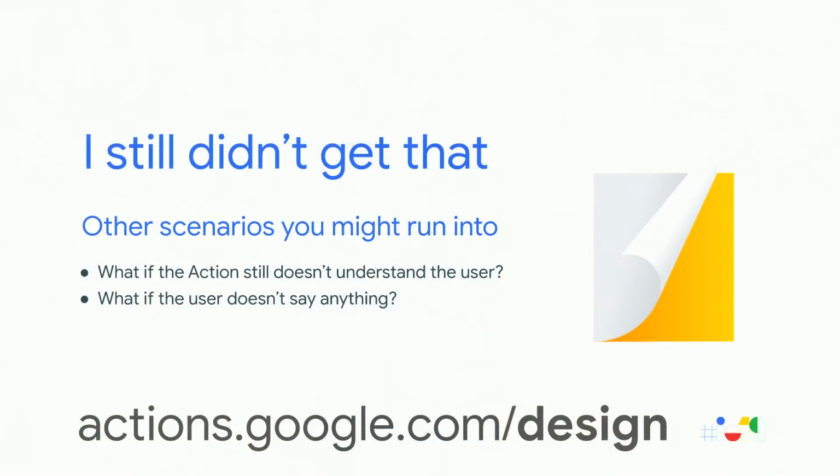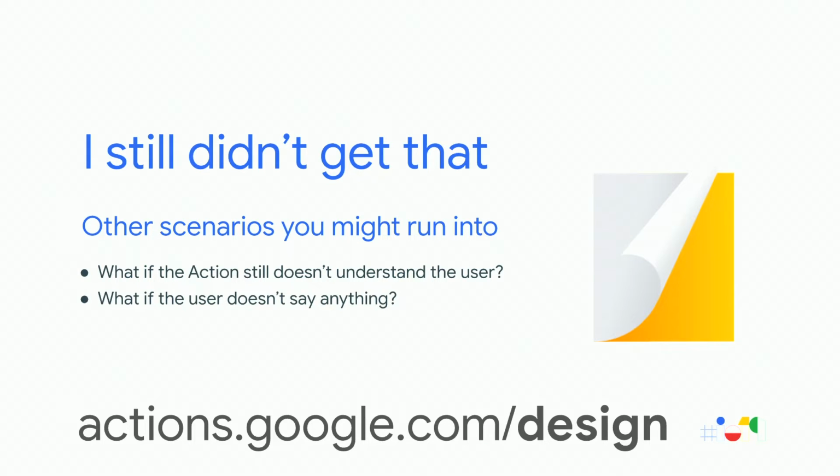And those also go into depth into other scenarios that I didn't get into here, like what if you reprompt and then the action still doesn't understand? Or what if the user doesn't say anything at all? So you can definitely check out the guidelines, learn that. It also covers all kinds of other scenarios related to the plan and design of an action.